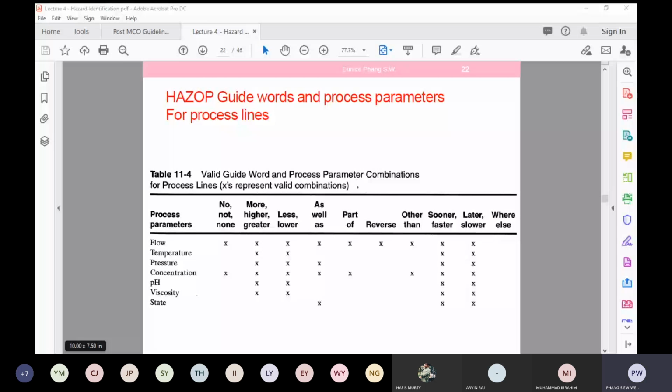I have just shared screen on the keyword so that you can refer to it. And this is the streamline keywords that you can use. If you look at it, if I'm to look at this streamline, the process line itself, the flow, temperature, pressures, and what are the keywords that I can use.